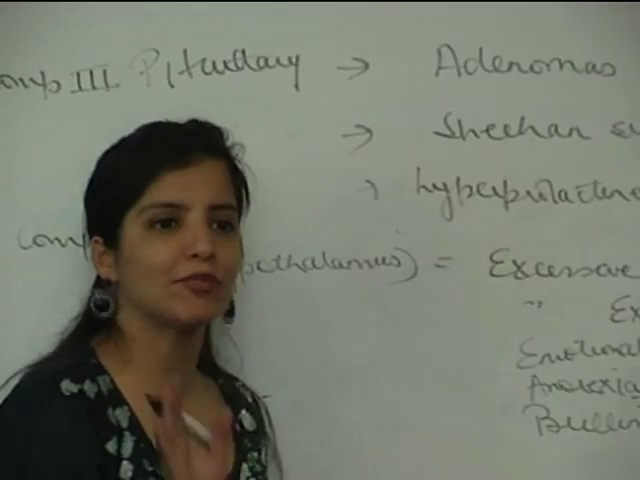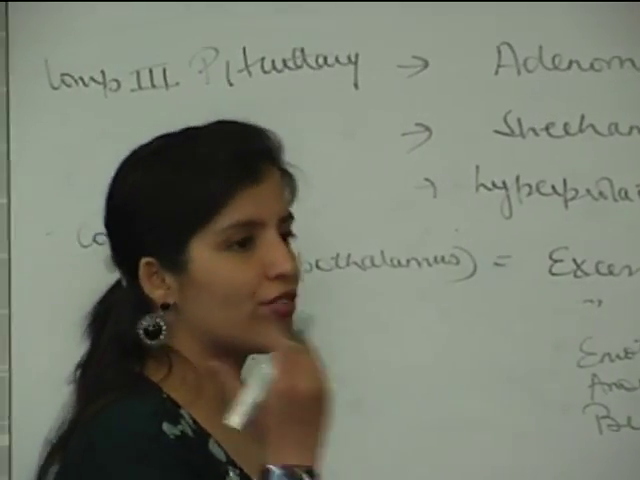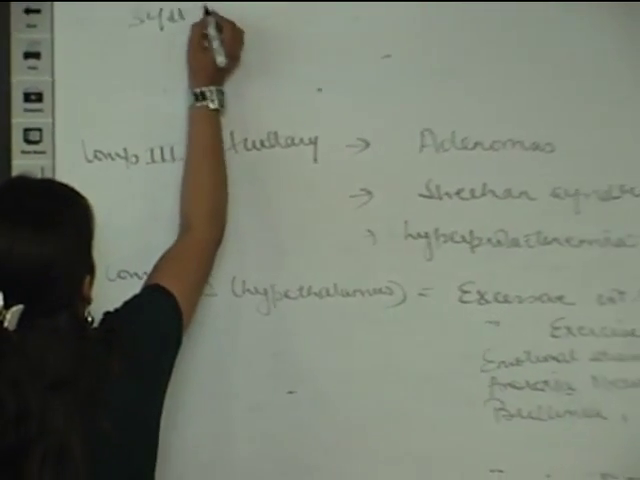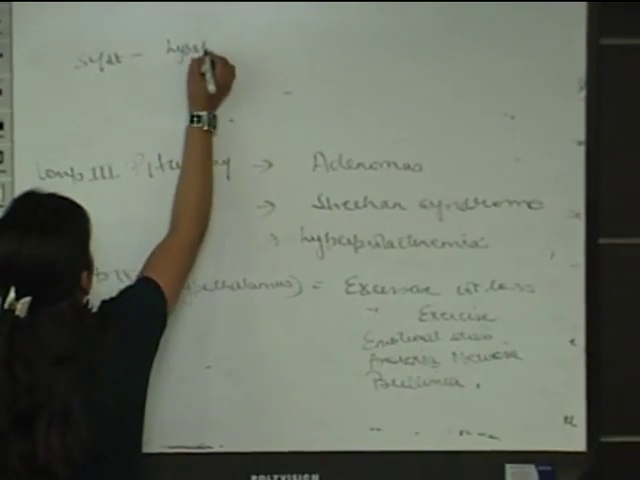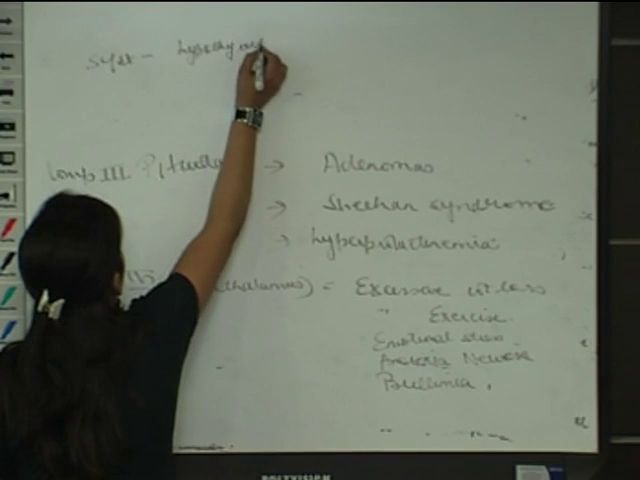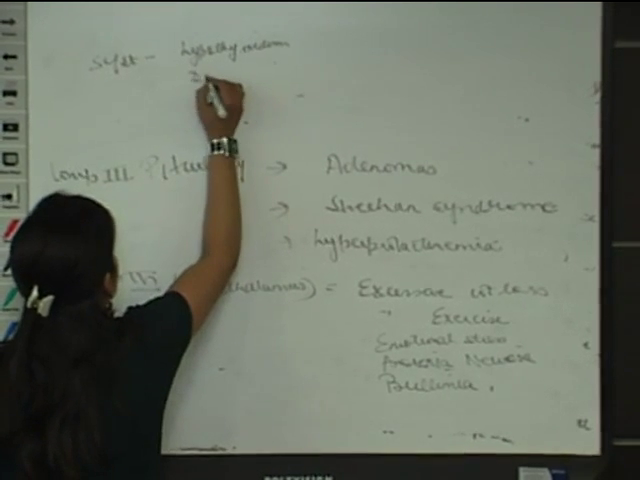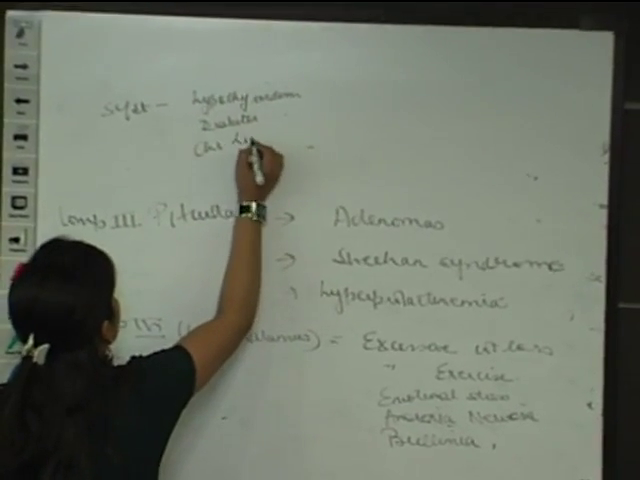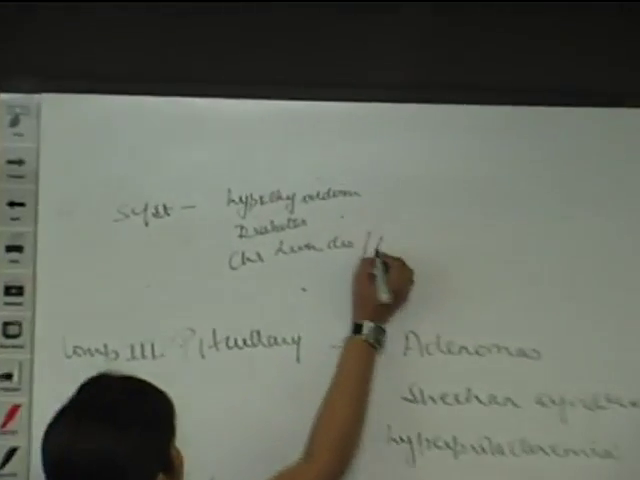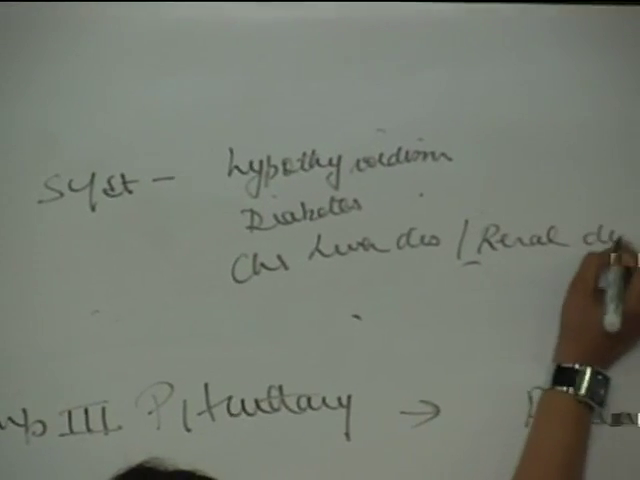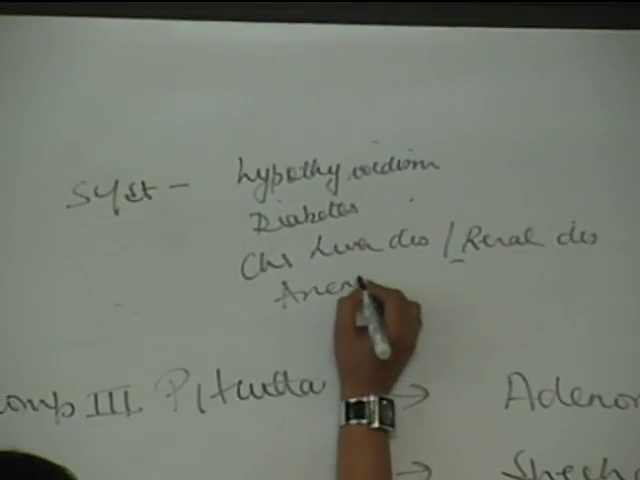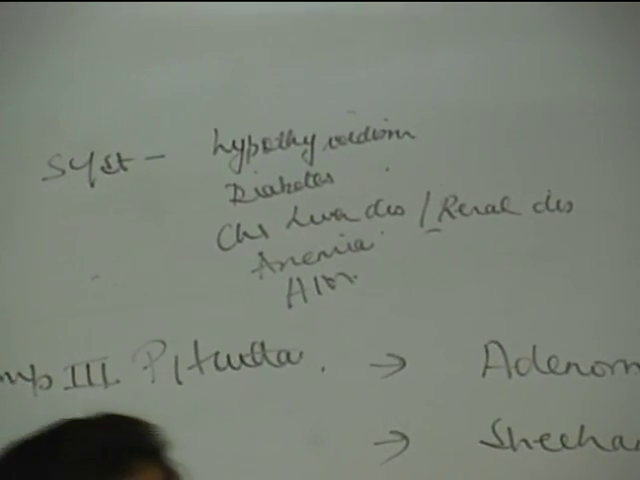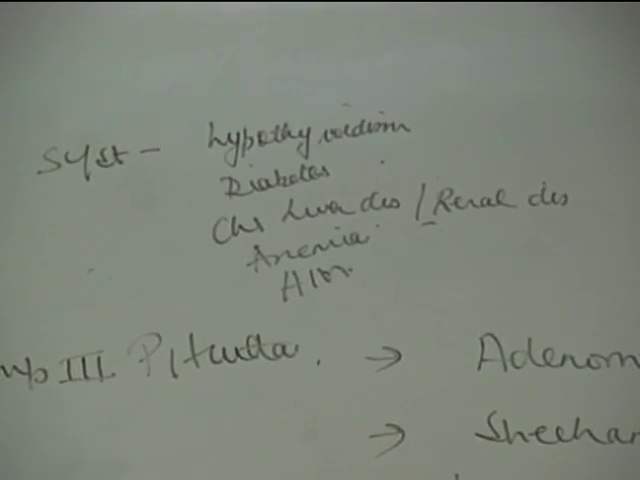Besides these compartment-wise causes, other generalized systemic causes of secondary amenorrhea are hypothyroidism, diabetes, chronic liver disease, renal disease, anemia, HIV.